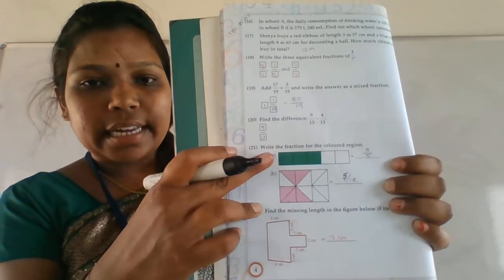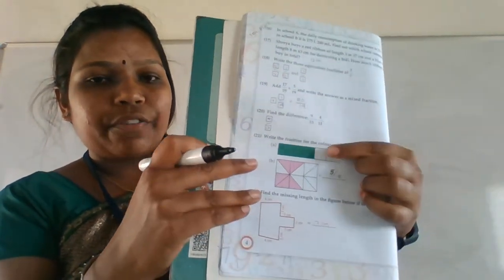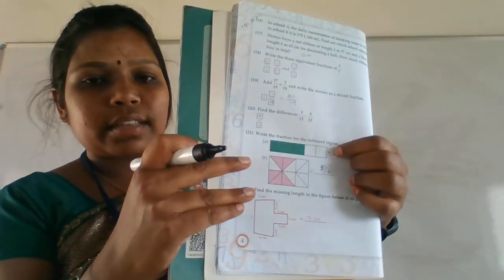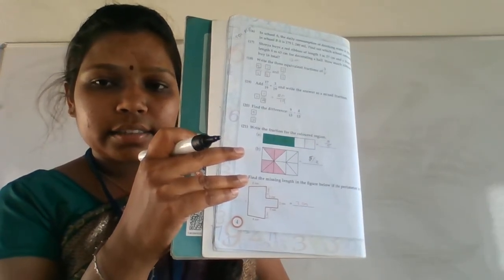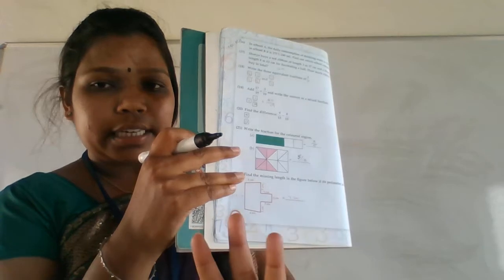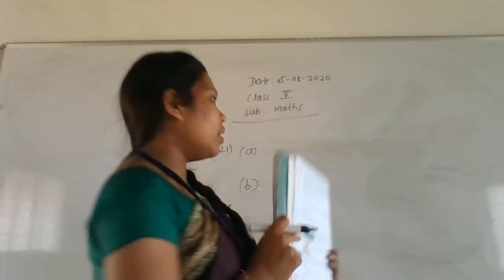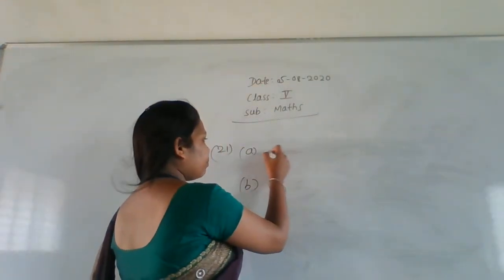Okay, so here they have given one picture, two pictures, right? A as well as B. In the first picture, how many boxes are there? 5 boxes are there. And how many are colored? How many are colored? 3, right? So here total boxes are 5.